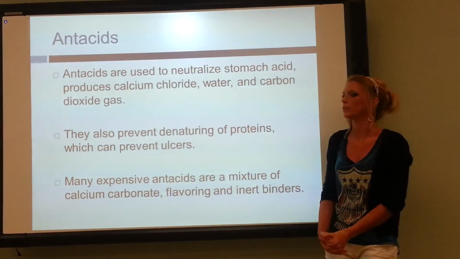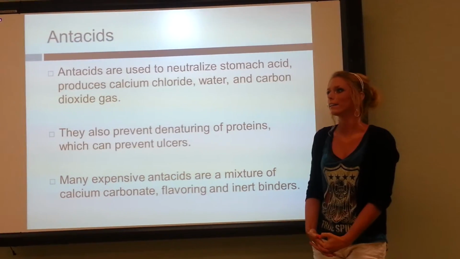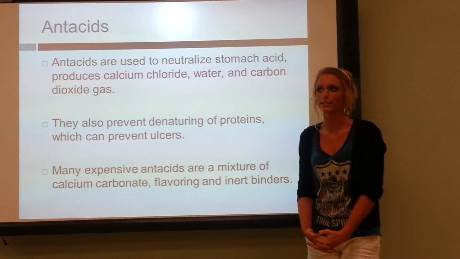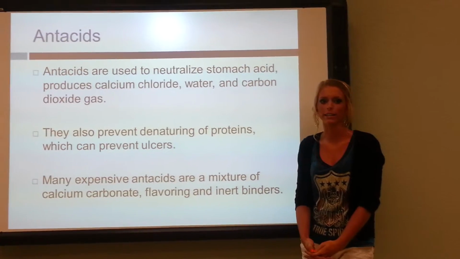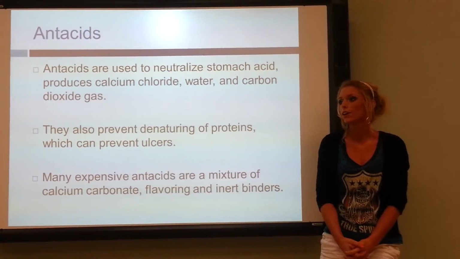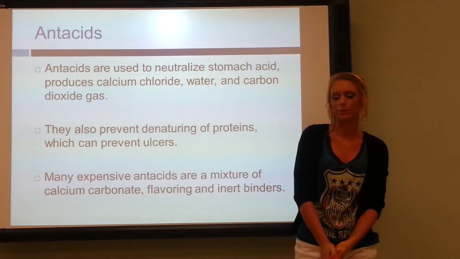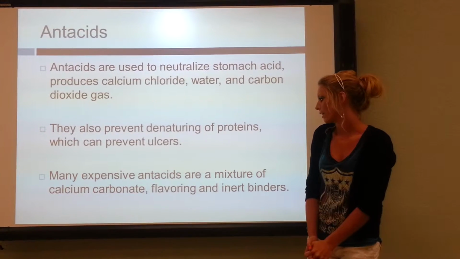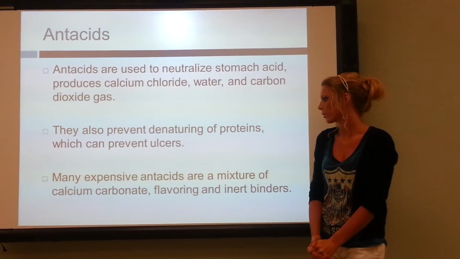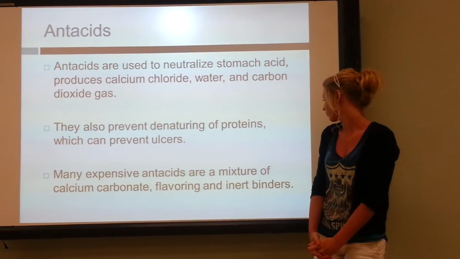First I'm going to be talking about antacids. Antacids are used to neutralize stomach acid, producing calcium chloride, water, and carbon dioxide gas. Antacids also prevent the denaturing of proteins, which can prevent stomach ulcers. Many expensive antacids are a mixture of calcium carbonate, flavoring, and inert binders.